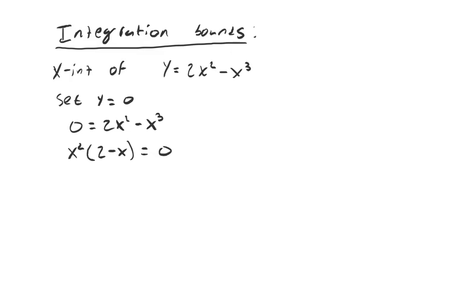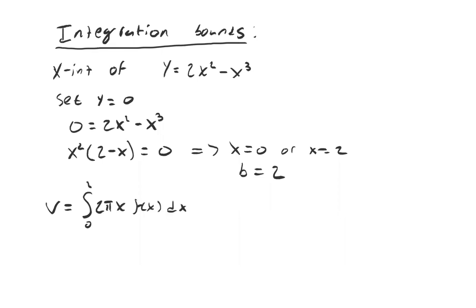And this tells me either x is equal to 0, which we already saw, or x is equal to 2. And that 2 is going to be my integration bound. So my volume then is going to be the integral from 0 to 2 pi x f of x dx. And now I'm just going to plug in.